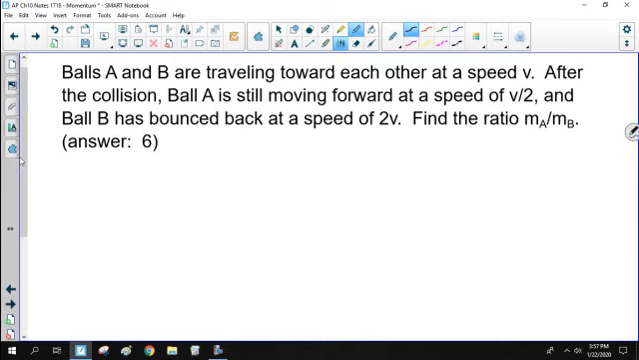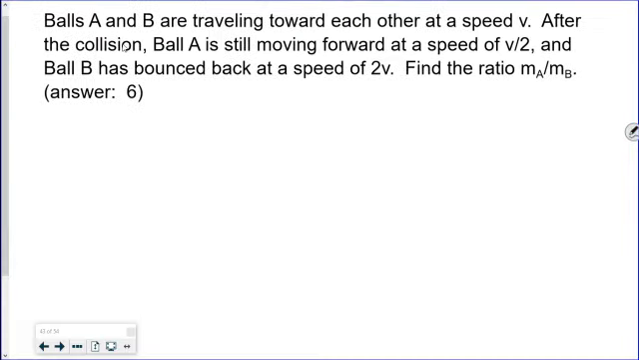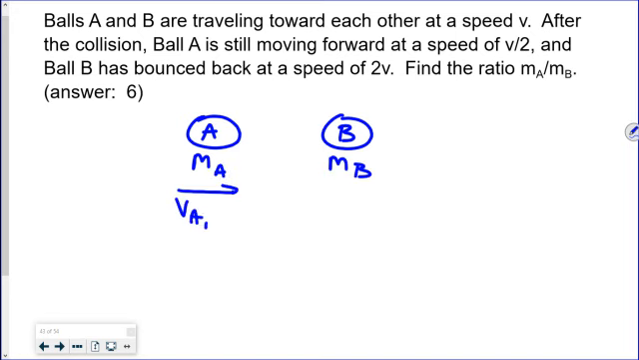So here we go. We've got balls A and B. Let's embiggen the screen a little bit. Balls A and B are traveling toward each other at a speed of v. Here's ball A. Here's ball B. We don't know any of their masses. In fact, we're trying to find the ratio. So let's call this mass A, and this mass B. The velocity of A initially is v. The velocity of B initially is negative v, right? Because it's going in the other direction.